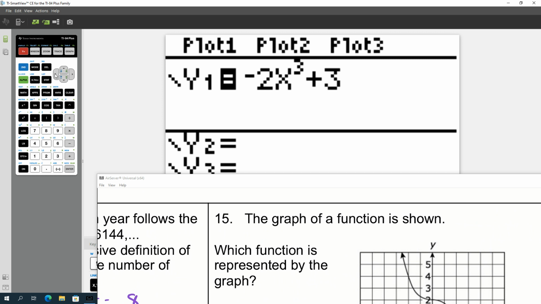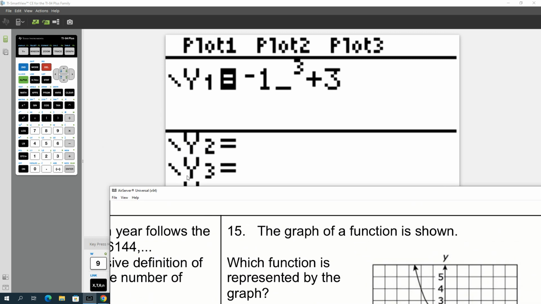So I didn't put it in wrong. I put it in B. I put it in B. You put +2 or +3. Oh, I did put it in wrong. Sorry.